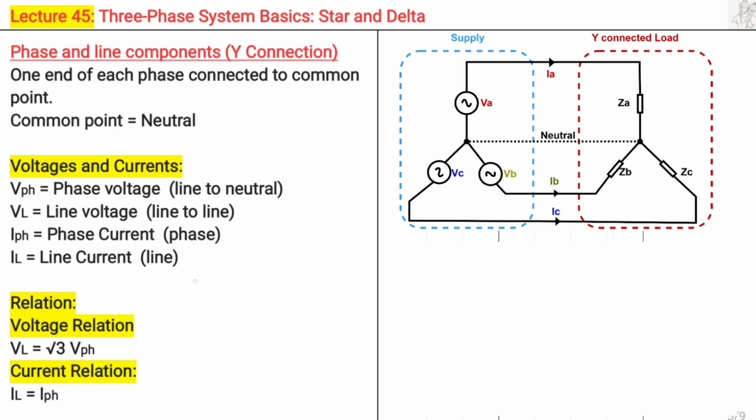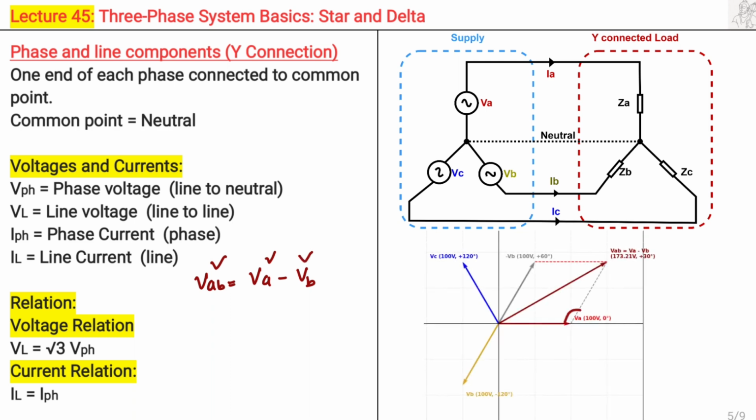So let's take an example of VAB. VAB is simply VA minus VB. So this is the line voltage, and these are phase voltages. In the phasor diagram, this is VA, this is VB, this is VC, and if we stretch VB in the opposite direction, this will be minus VB. The addition of these two phasors will result in the line voltage. So this resultant will be the line voltage.